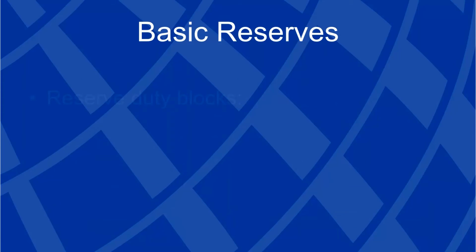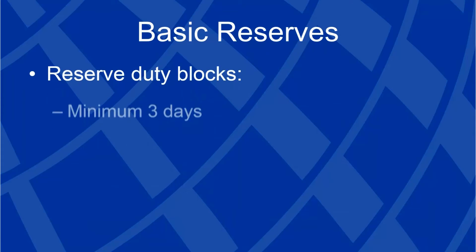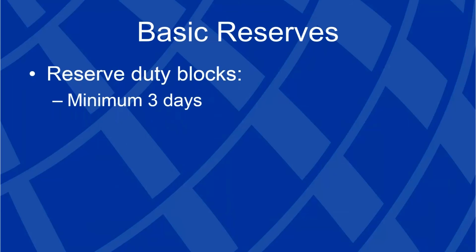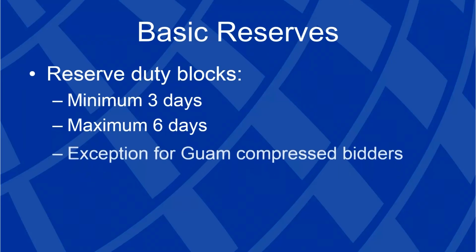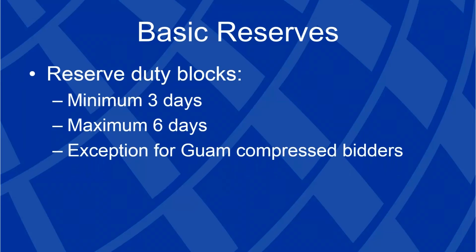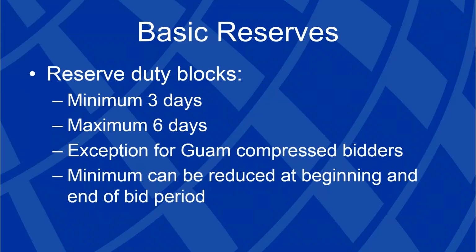Along those same lines, the minimum length of an awarded reserve block will normally be 3 days long, and no longer than 6 days long, except in the case of a Guam compressed bidder. This minimum number will not be applied across bid periods, so it is possible for bidders to be awarded blocks of 1 or 2 reserve days at the beginning or end of a bid period.